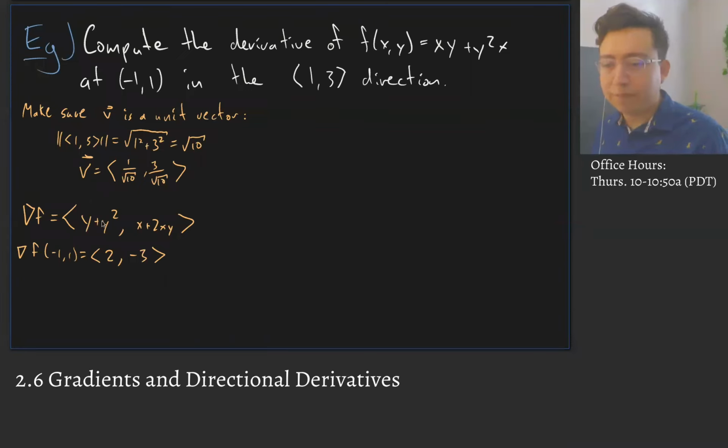Someone's asking, I guess before I move on, where did I get this y plus y squared? Yeah, I'm kind of speeding through this, but I'll totally take it. So here we took the derivative of this with respect to x. So the derivative of xy with respect to x is just the y. The derivative of y squared x with respect to x is just y squared. You can factor out the x if that makes it easier. So this is y plus y squared times x.